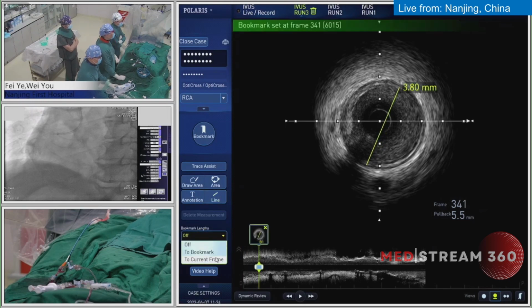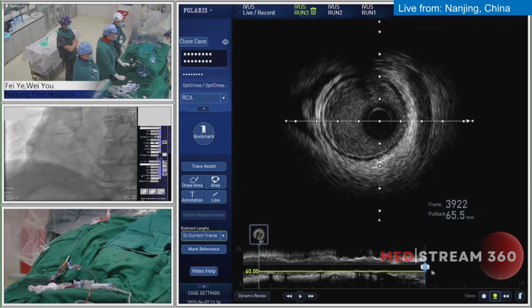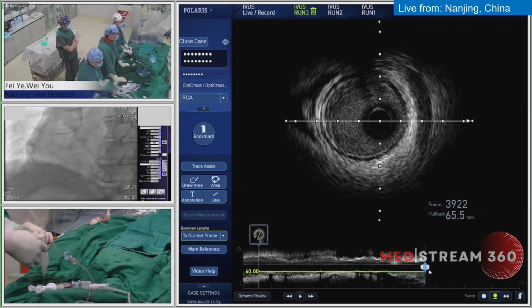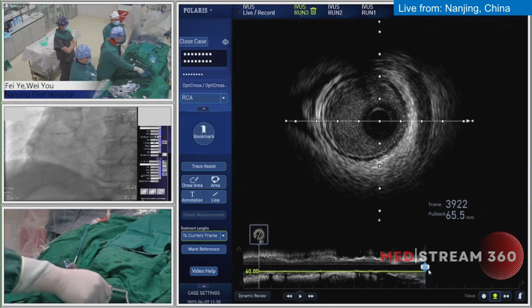Okay, 3.5, right? Yeah, 3.5. Lesion length is nearly 60, right? Okay, yeah, two stents. So Chief, I think the preparation is enough. I would like to deploy the stent, 3.5 for the first one.